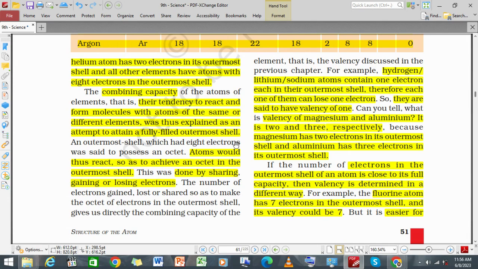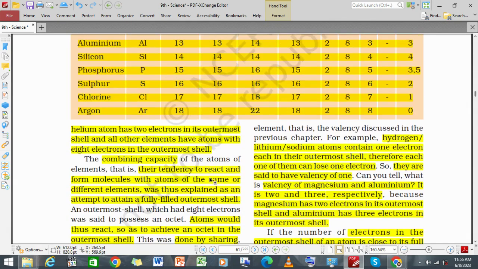It may be of the same element or some other element to get combined, and this is how it will make itself stable, by giving and taking electrons in the outermost shell to get stability. The atoms would thus reach an octet in the outermost shell by sharing, gaining, or losing electrons. Either they will share, or they will gain or lose the electron.